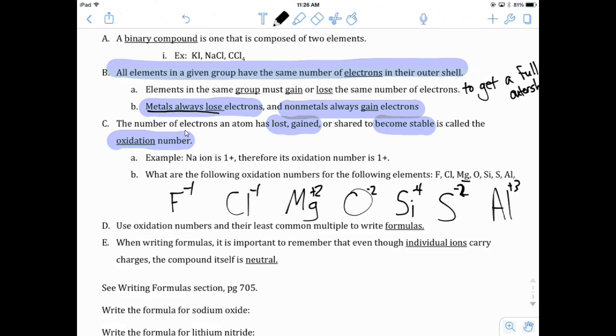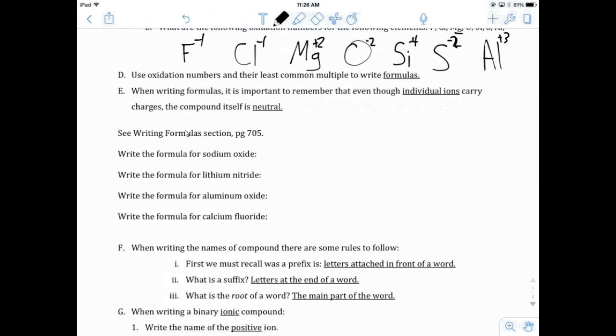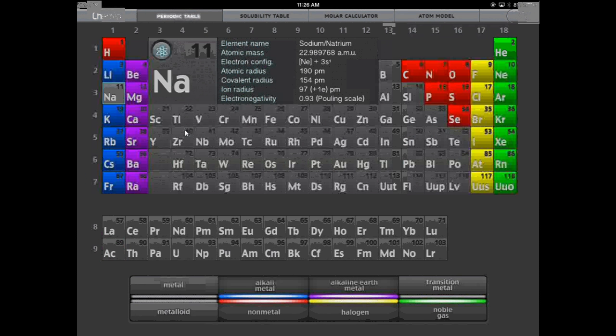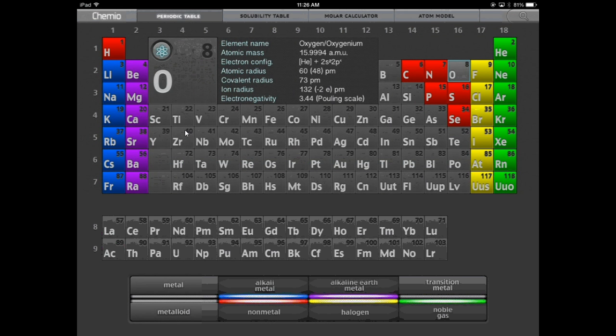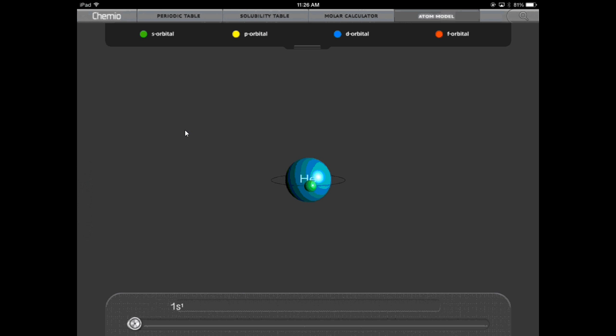All right, and so what we do when we write formulas is a pretty simple method. We use oxidation numbers to write a formula if it were to bond. So for example, sodium, let's see if I can go back to my periodic table. Sodium is in group 1. So sodium's oxidation number is 1 plus. Oxygen, if I pull up even an atomic model of oxygen, once again, hopefully you know oxygen is in group 16.